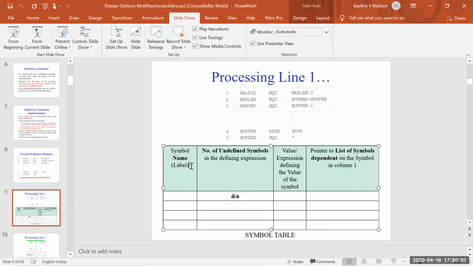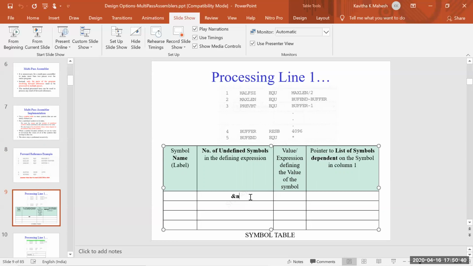The first column indicates the name of the symbol. The third column indicates the value of the symbol, or if the value is not known, it holds the expression that defines the value of the symbol. For example, here we have halfset equals maxlen by 2. Please note the value of halfset is not known because it is given by an expression, maxlen by 2. So in the place of the value of symbol halfset, we keep the defining expression, that is maxlen by 2. Okay, so that is actually kept in column 3.